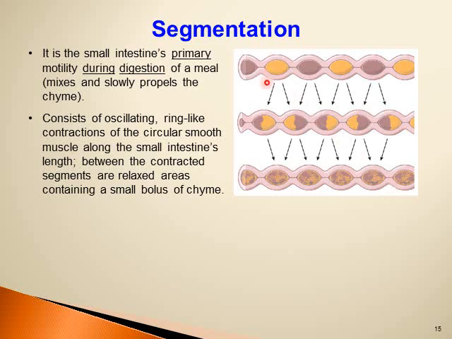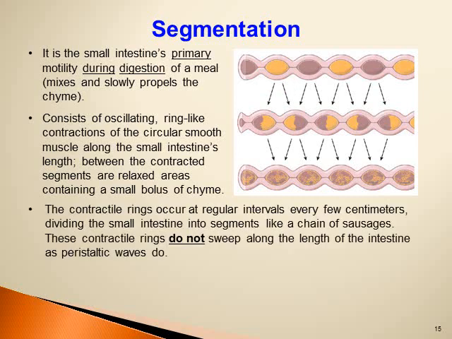So we have contractions at regular intervals, and between the contractions we have relaxed areas. So what will happen next? The contractile rings here will relax and the relaxed rings will contract. So this will divide the chyme into different segments, and this will ensure better mixing of the chyme.